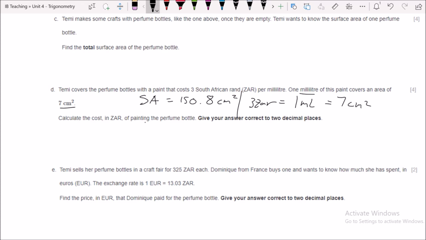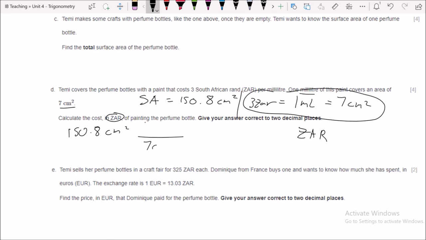Okay, so now we need to calculate the cost in ZAR of painting the perfume bottle. Well, let's start with the surface area. The area was 150.8 square centimeters. And now we need to use a conversion factor. We want our end result to be in ZAR, or South African rand. So what can we do? We're going to use the information right here to make a conversion factor. We have centimeters right here, so we need to divide by 7 centimeters. 7 centimeters squared is equivalent to 3, according to this calculation, 3 ZAR, or South African rand. And so now we can cancel out the square centimeters. So now we just need to type this in a calculator. So 150.8 times 3 divide by 7. And we get 64.63 ZAR.